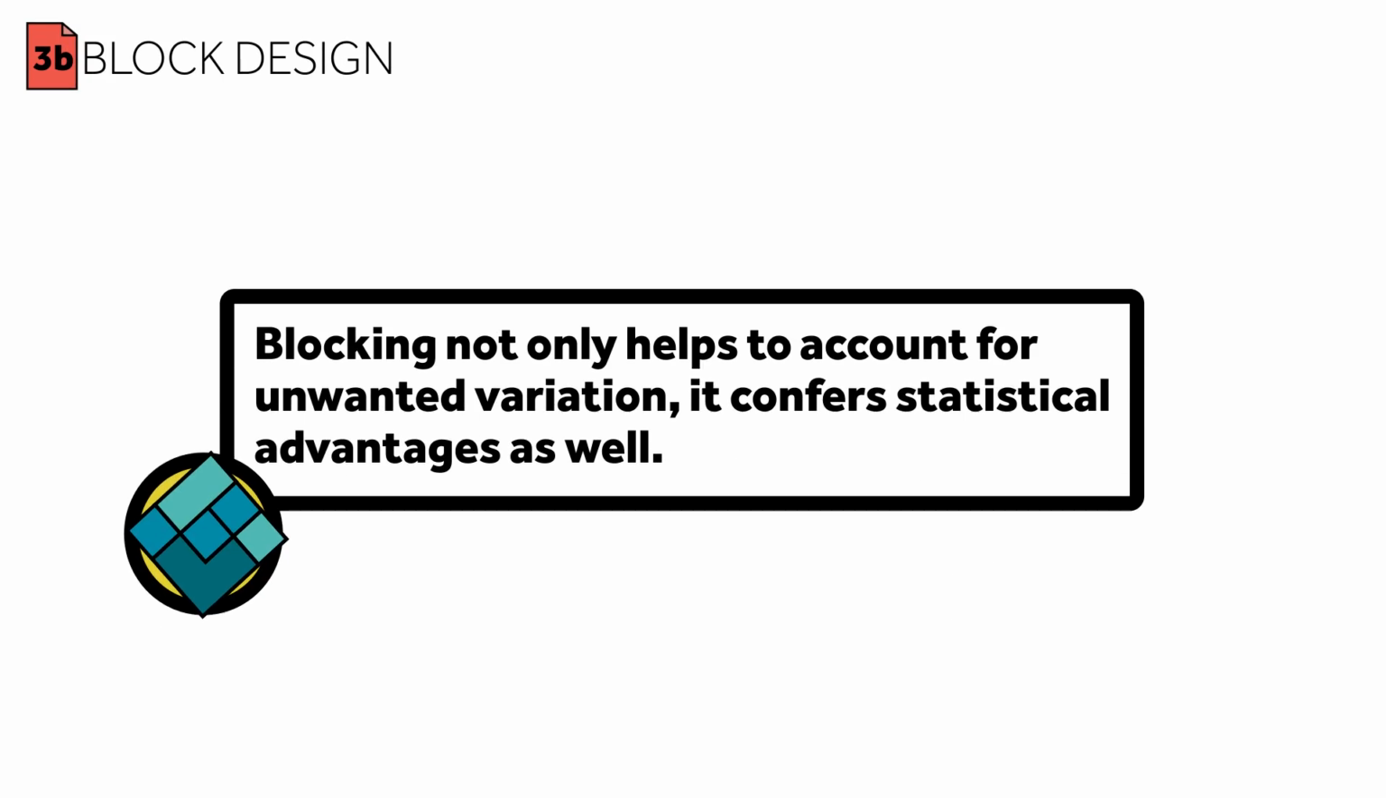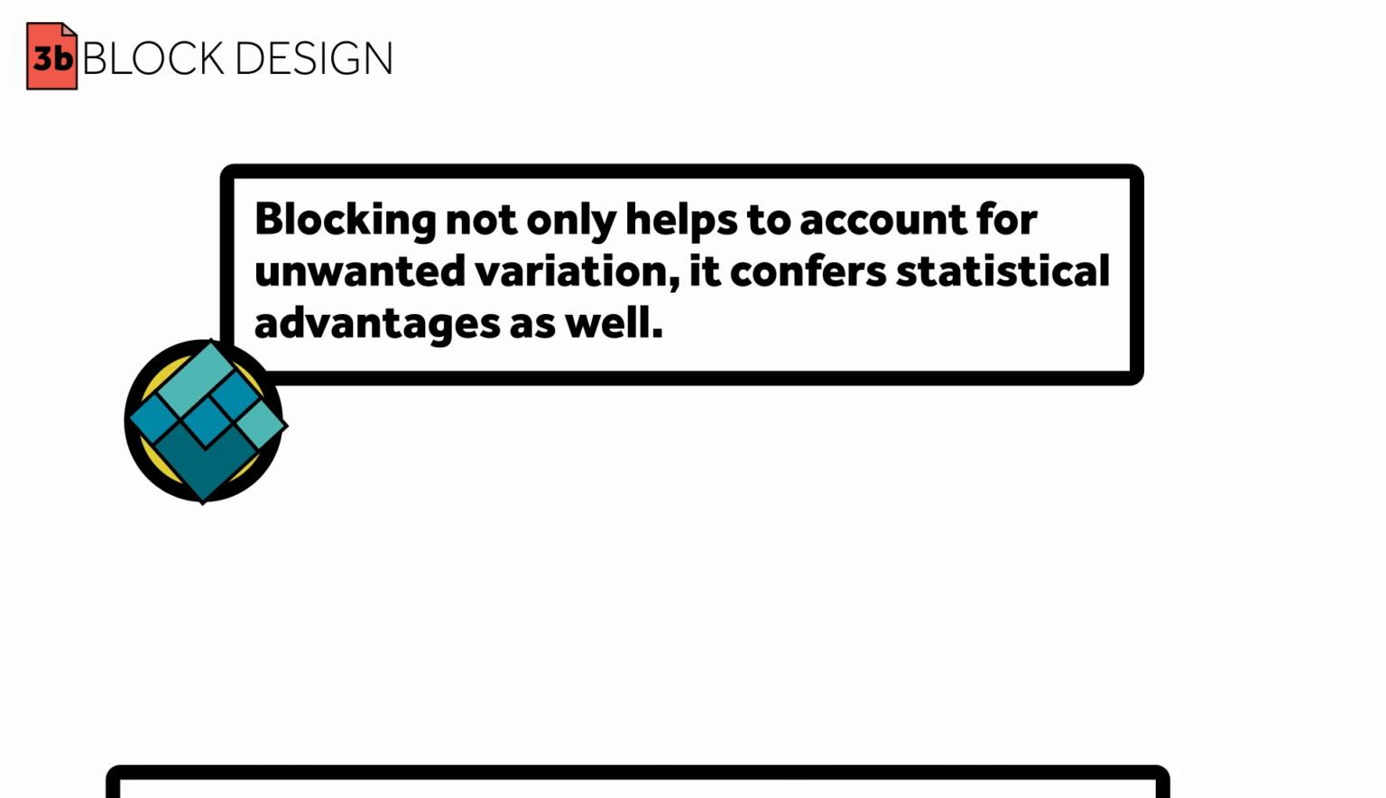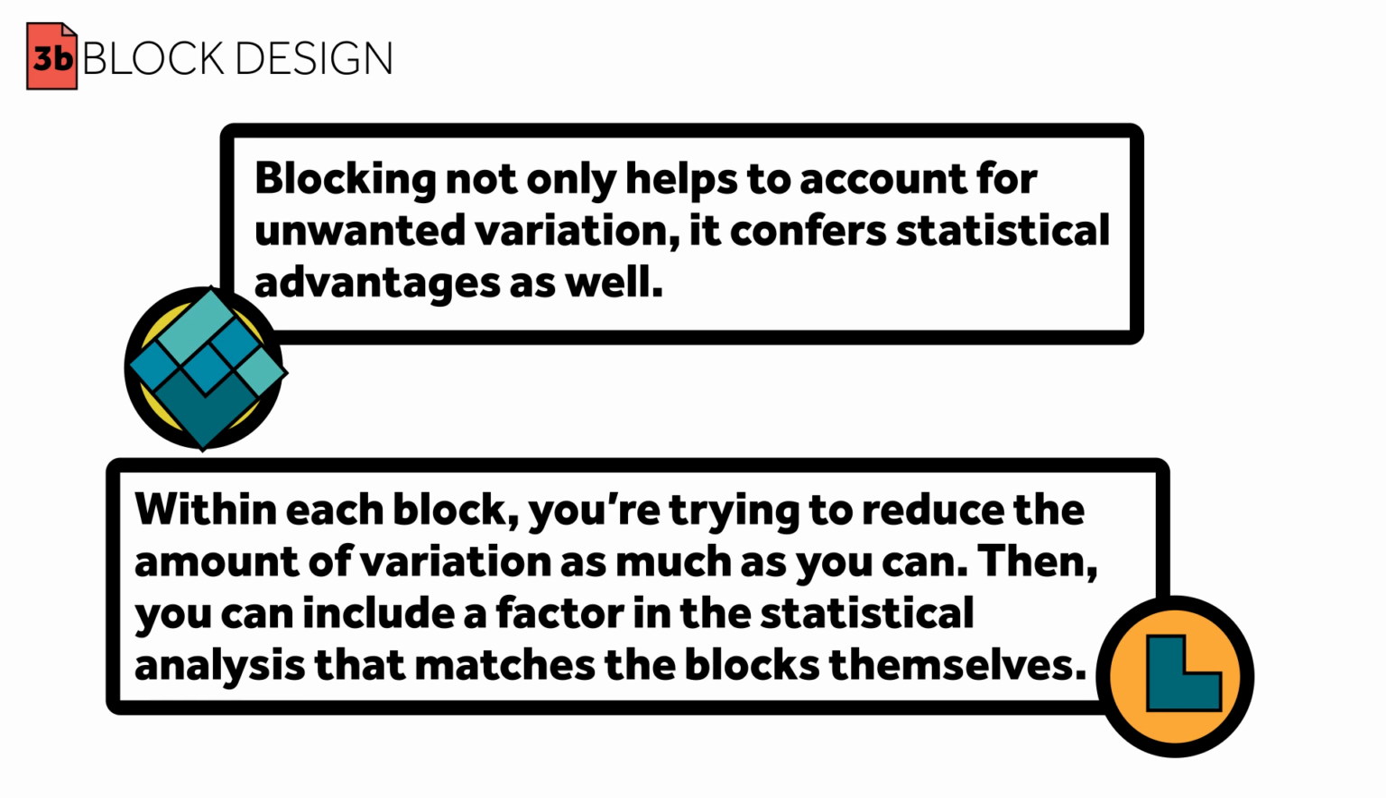Blocking not only helps to account for unwanted variation, it confers statistical advantages as well. Within each block, you're trying to reduce the amount of variation as much as you can. Then you can include a factor in the statistical analysis that matches the blocks themselves. If we have blocked by cage, for example, then we can have a variable that represents all the animals in that cage. When an individual animal's data is recorded, then, by controlling for the cage, we can make sure that we're helping to really measure within variability between subjects in the same cage rather than variability of subjects in different cages.